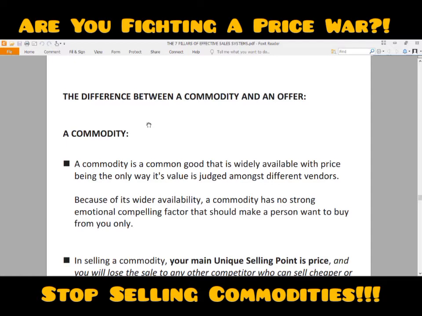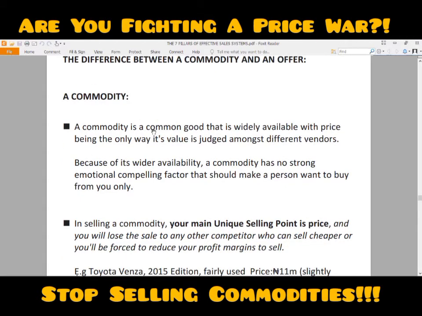When price is the only unique selling point, you are forced to hurt your profit margins in order to make it compelling. That's the problem with selling a commodity, something that is widely available that you can get from different places, where the only unique selling point is price. It's a problem. And this is what a lot of us do when we started. This is what I did, because I did not understand there was something else called an offer.